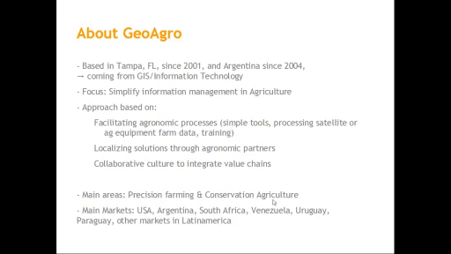So the main two areas are precision farming and conservation agriculture. We have worked a lot in conservation in the U.S., working as part of the USDA and RCS, and also quite a bit in precision farming. And you'll be using some of these methods, especially related with remote sensing. And this is where we're developing our business currently: U.S., Argentina, South Africa, Venezuela, and then other countries in Latin America.